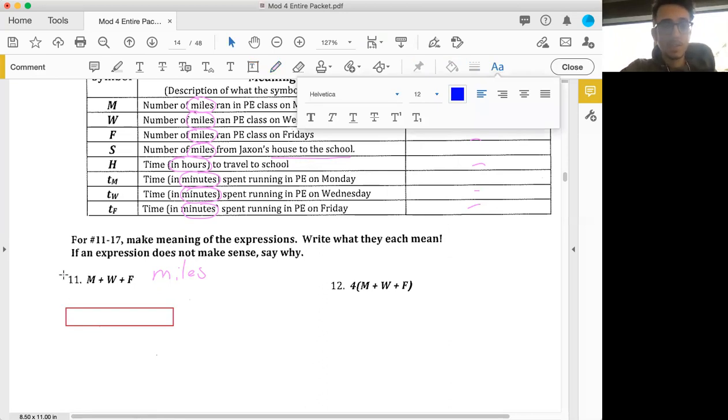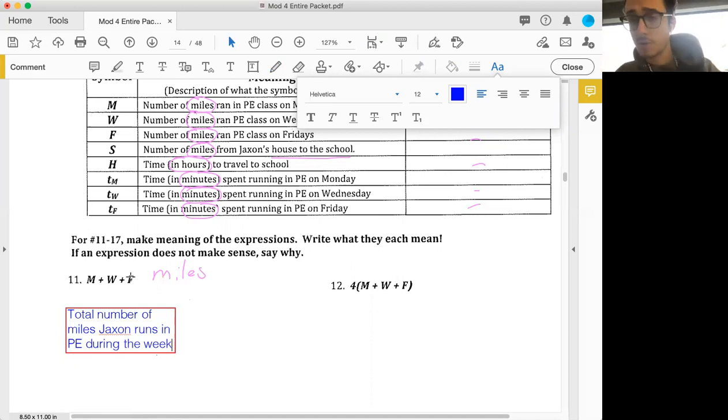I'm going to say that this is representing the total number of miles Jackson runs in PE during the week, because we only have one increment of Monday, Wednesday, and Friday. If we add them all together, that's all of the running that Jackson's doing in PE class that week. And so we see a small change on 12. What's different about 12?